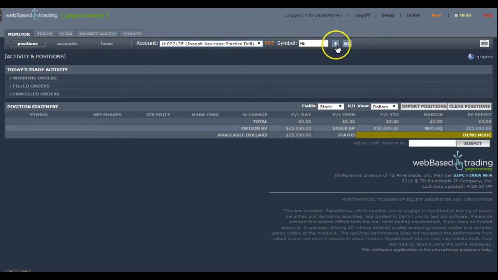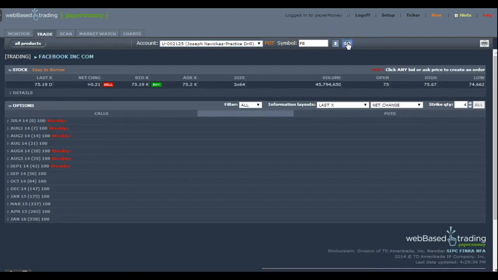Today I'm going to use Facebook as an example. So I'm going to type in the symbol up here, Facebook, and hit go, and away we go. Right now Facebook's trading at 75.19. And let's say in my charting I found out that I want to be a buyer of Facebook at 75.